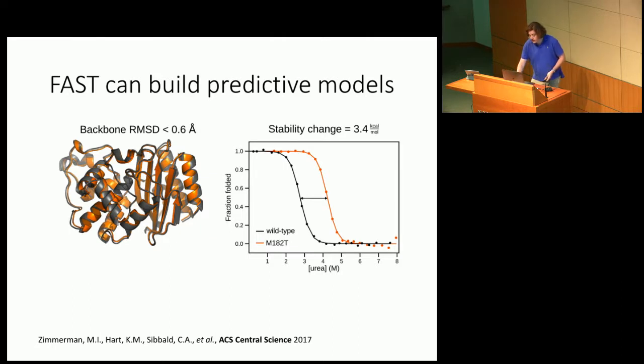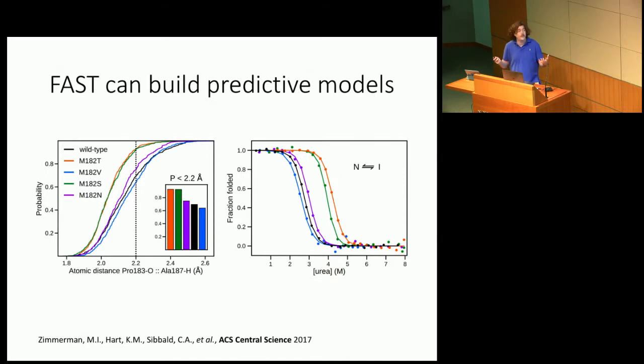So we used FAST to try to build a physical model of what could be happening from this mutation. We started looking at distance distributions, and we came up with this physical model and predictions for a few designed sequences that turned out to be very predictive experimentally. I don't have time to talk more about this, but please talk to me if you're interested.